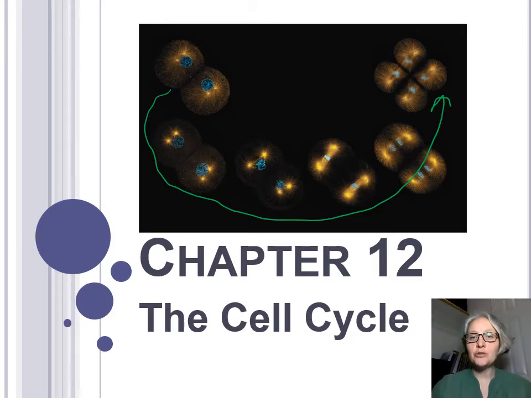At the end of Chapter 12, we'll then jump into Chapter 18 to look at the cellular mechanisms behind cancer, which is related to the cell cycle system being broken.